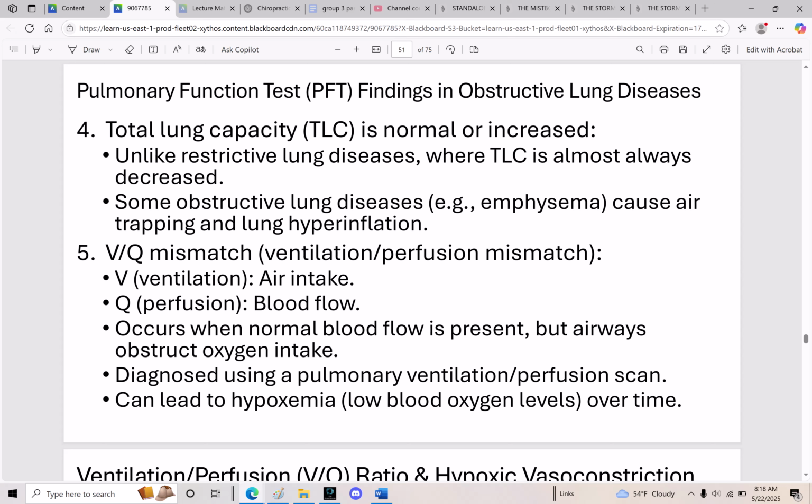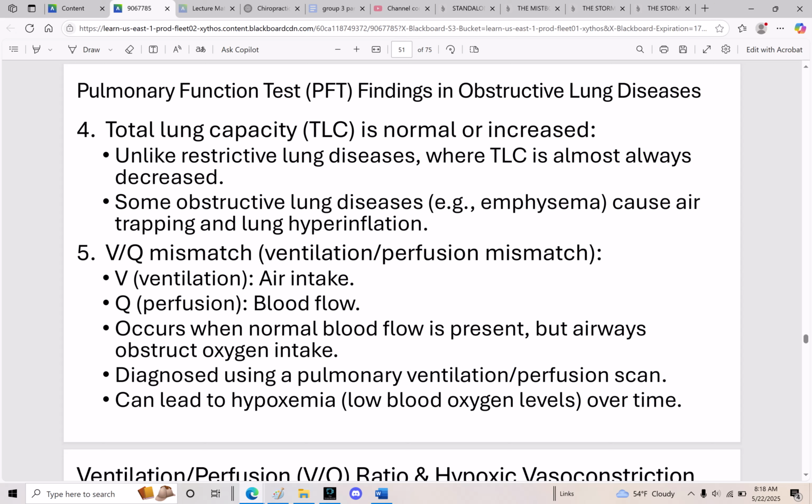Hypoxia, tissues are starving for oxygen. Hypoxemia, you have a reduction of oxygen capacity. The amount of oxygen in the blood is reduced. Make sense? Don't confuse the two. You're going to see some people confusing them, okay?